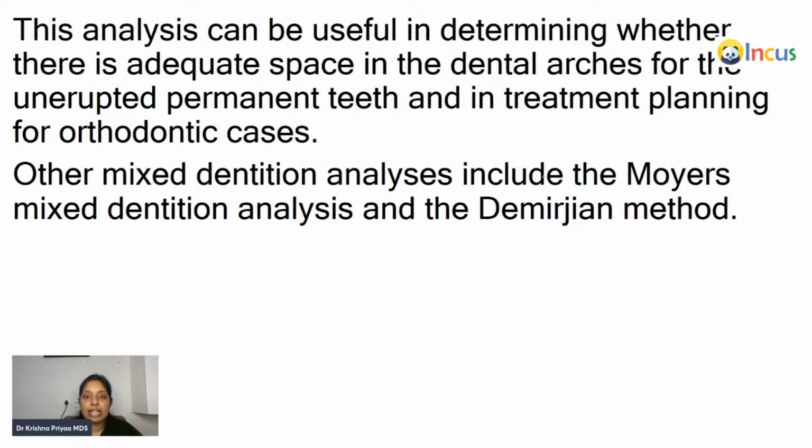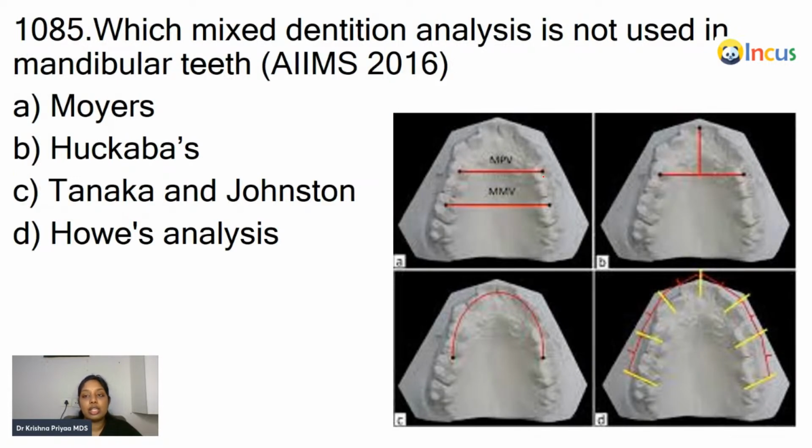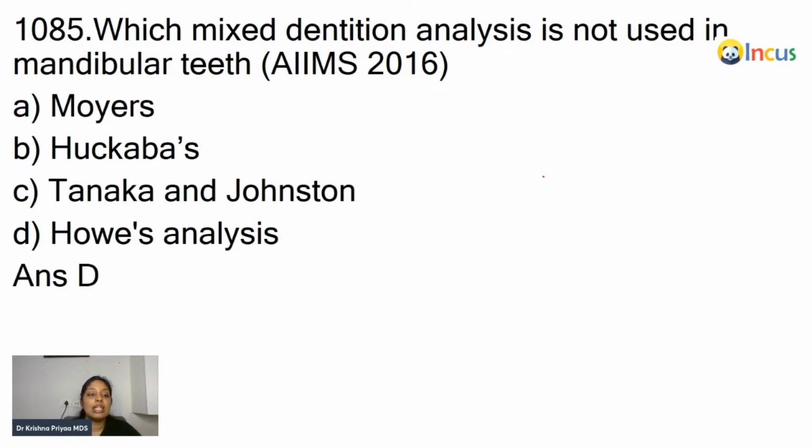So this analysis is very useful in determining whether there is adequate space in the dental arch for the permanent tooth to erupt into the oral cavity. Which in mixed dentition analysis is not used in the mandibular teeth? Moyers, Hukaba, Tanaka and Johnson, and Howey's analysis. The answer would be Howey's analysis. This is because in the remaining ones we use the mesiodistal width of the lower incisor for the mixed dentition analysis.